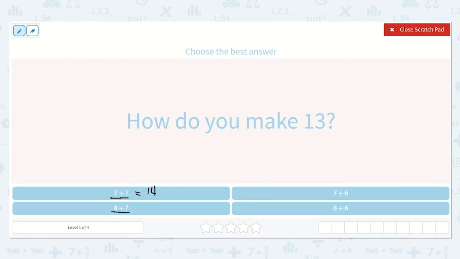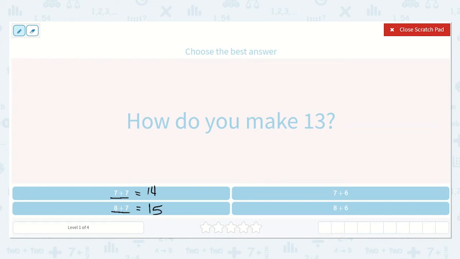Here I see 8 plus 7. Well, if 7 plus 7 is 14, 8 plus 7 will be one more than 14 because 8 is one more than 7. So one more than 14 is 15. That one is still too high.